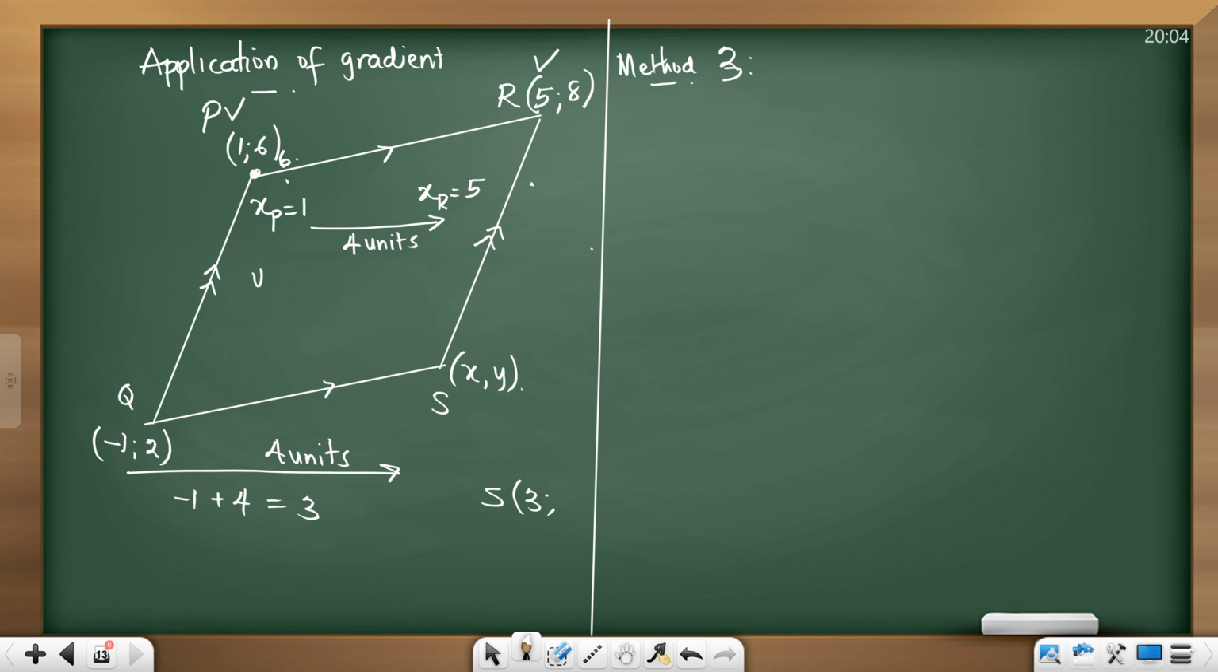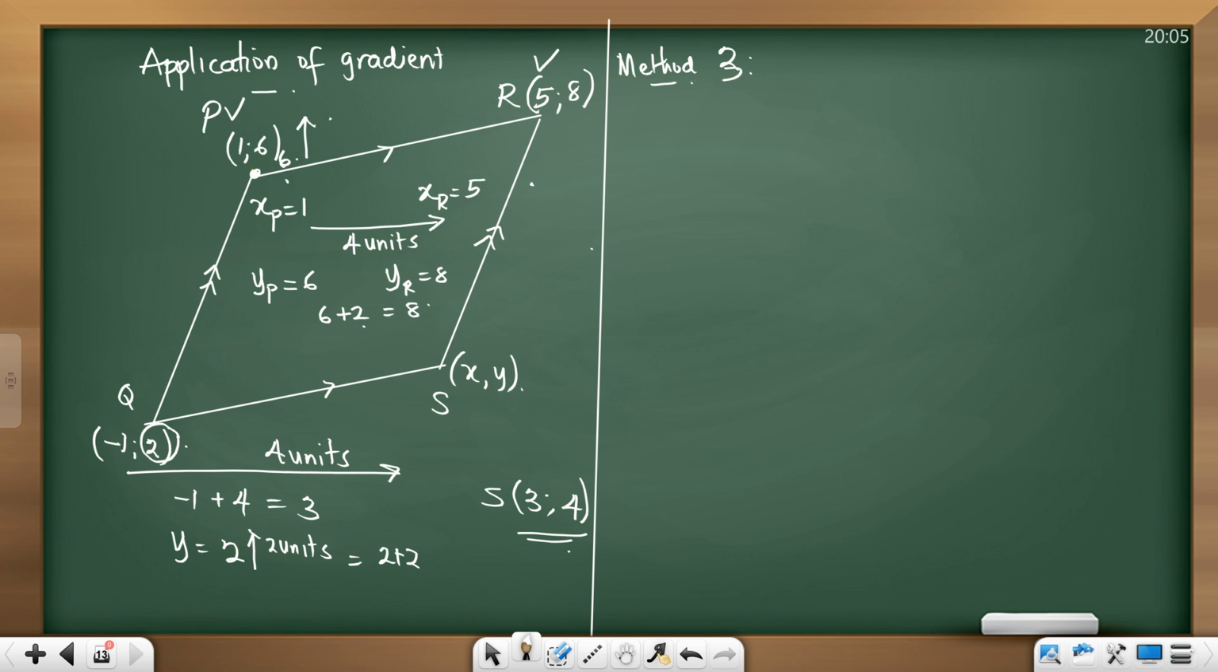That's my source. What is the Y value of P? 6. What is the Y value of R? 8. Do you notice I'm going up? It's just 6 plus 2 to give me 8, right? I'm going up 2 units. Now the Y value. You added 2 there, add 2 here as well. Move up by 2 units. 2 plus 2, 4. S is 3 and 4. Check. Same answer.